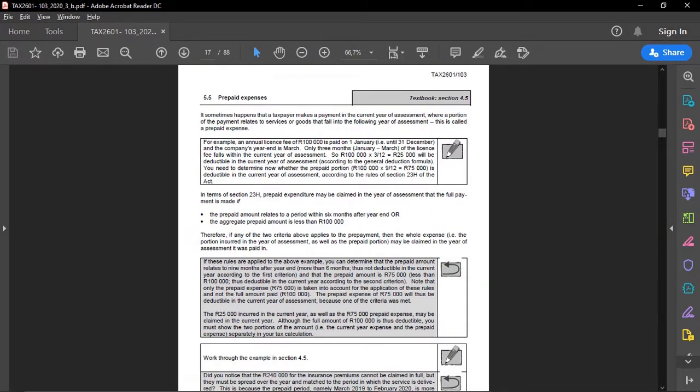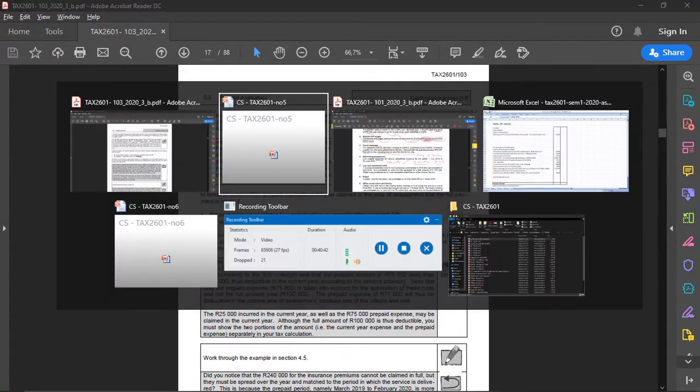Okay, if you have a look at the notes, it says here, in terms of section 23H, prepaid expenditure may be claimed in the year of assessment that the full payment is made if, there's the keyword if, the prepayment amount relates to a period within 6 months. Is this within 6 months? No, it isn't. Or, meaning either or. So it doesn't meet that requirement. Or, is the aggregate amount less than 100,000? No, it isn't. It's greater than. So if it's greater than, you'd only be able to claim for the months within the year.